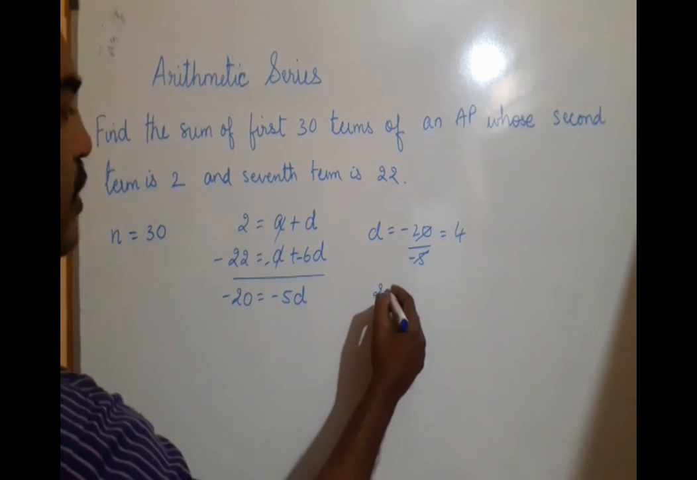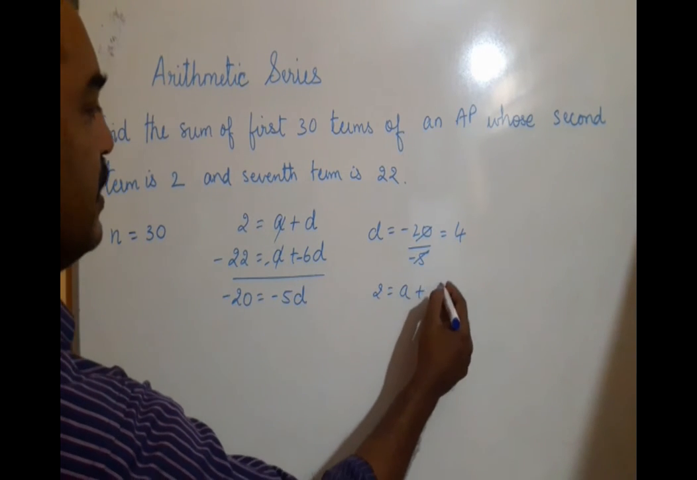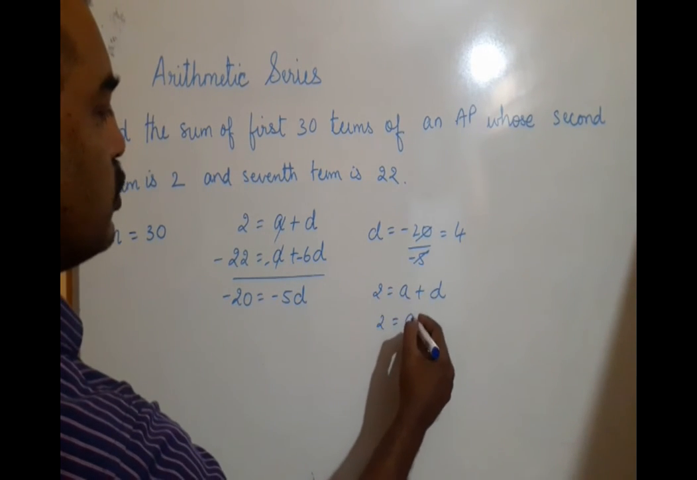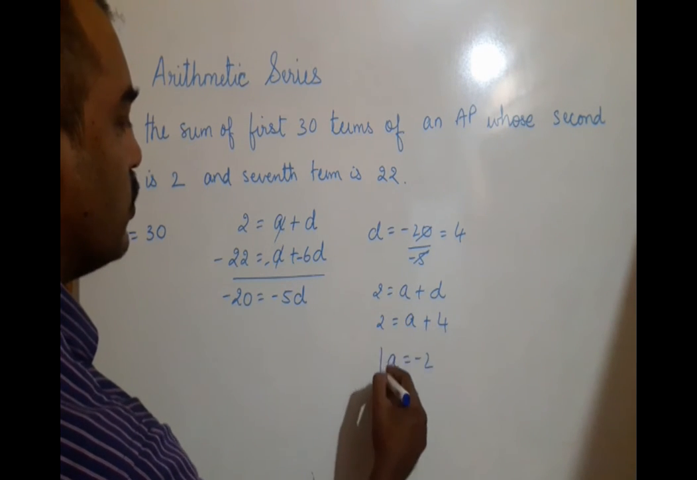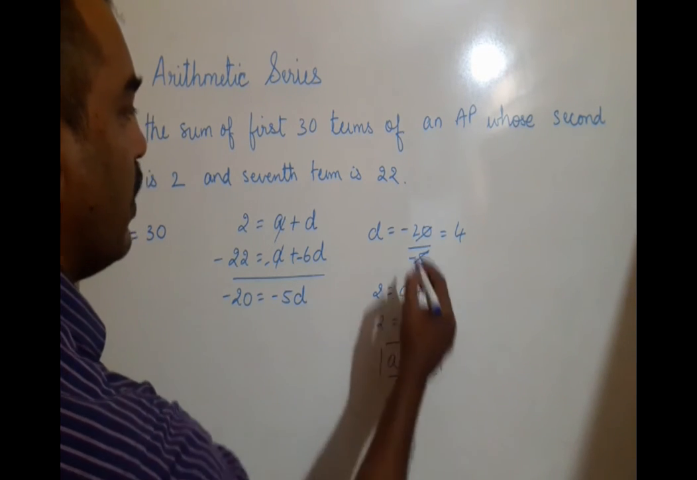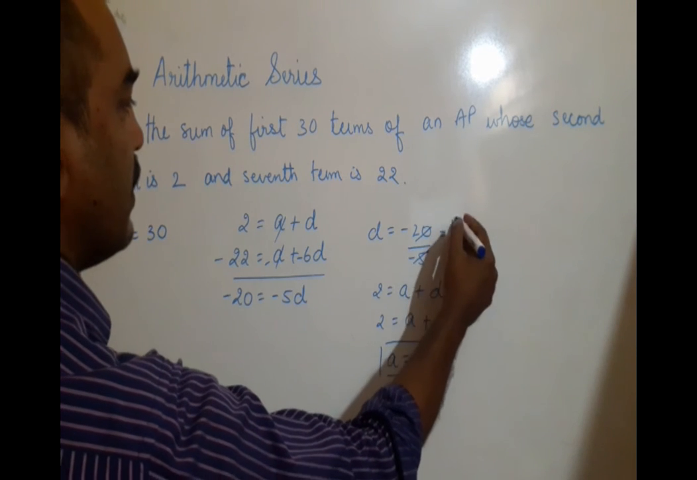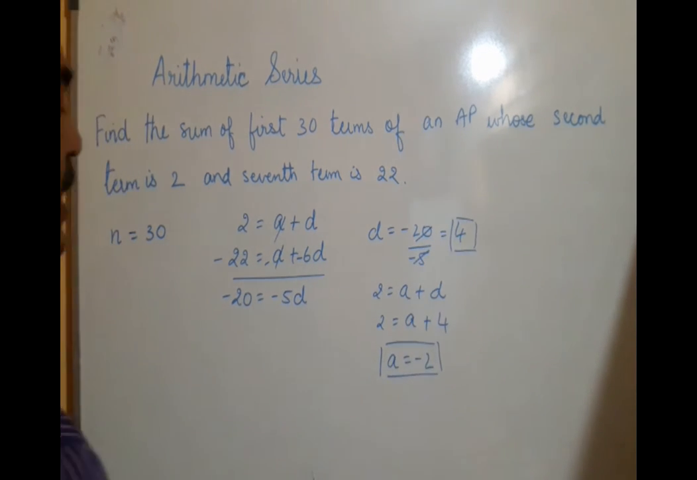Now 2 is equal to A plus D. So 2 is equal to A plus 4. So A is equal to minus 2. So using the previous formula, we have found out D is equal to 4 and A is equal to minus 2.